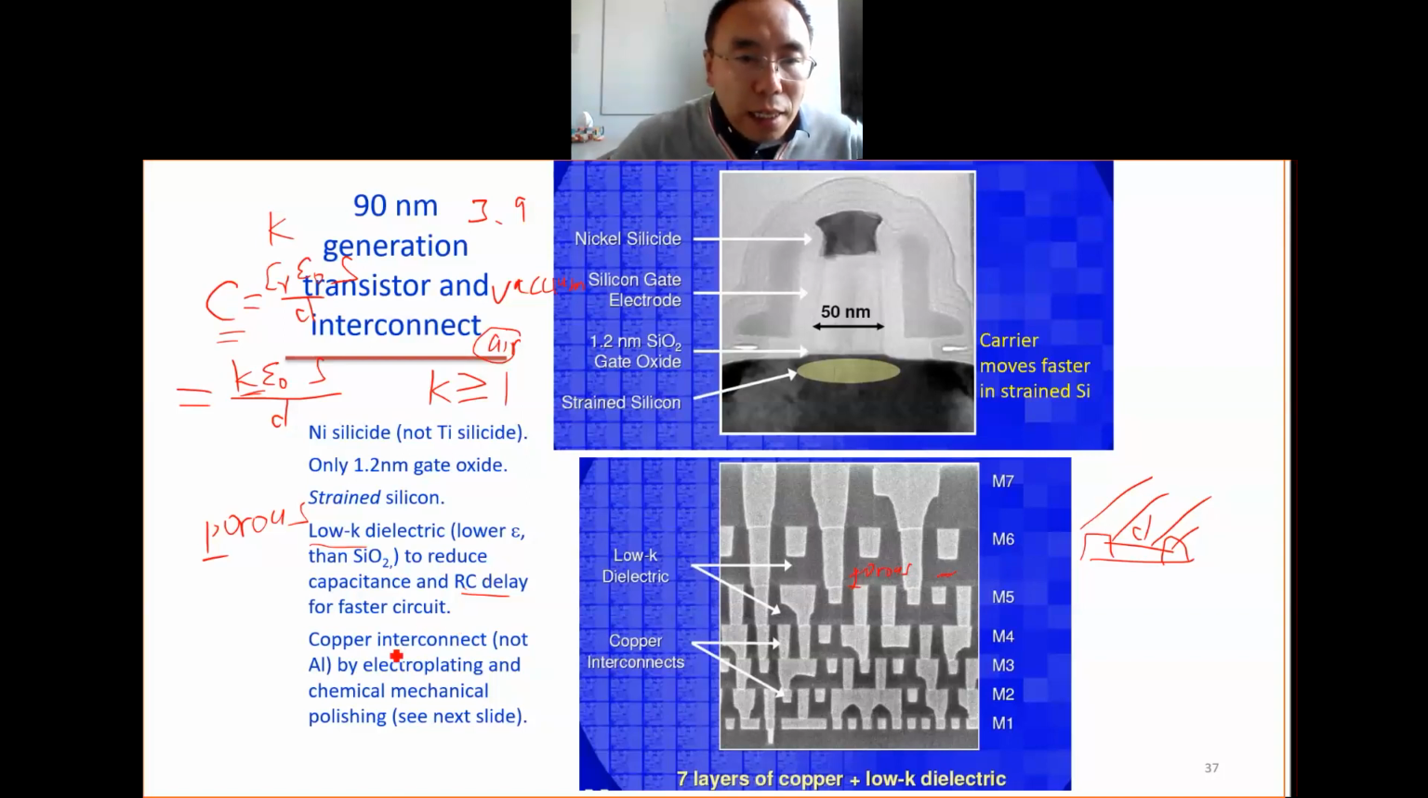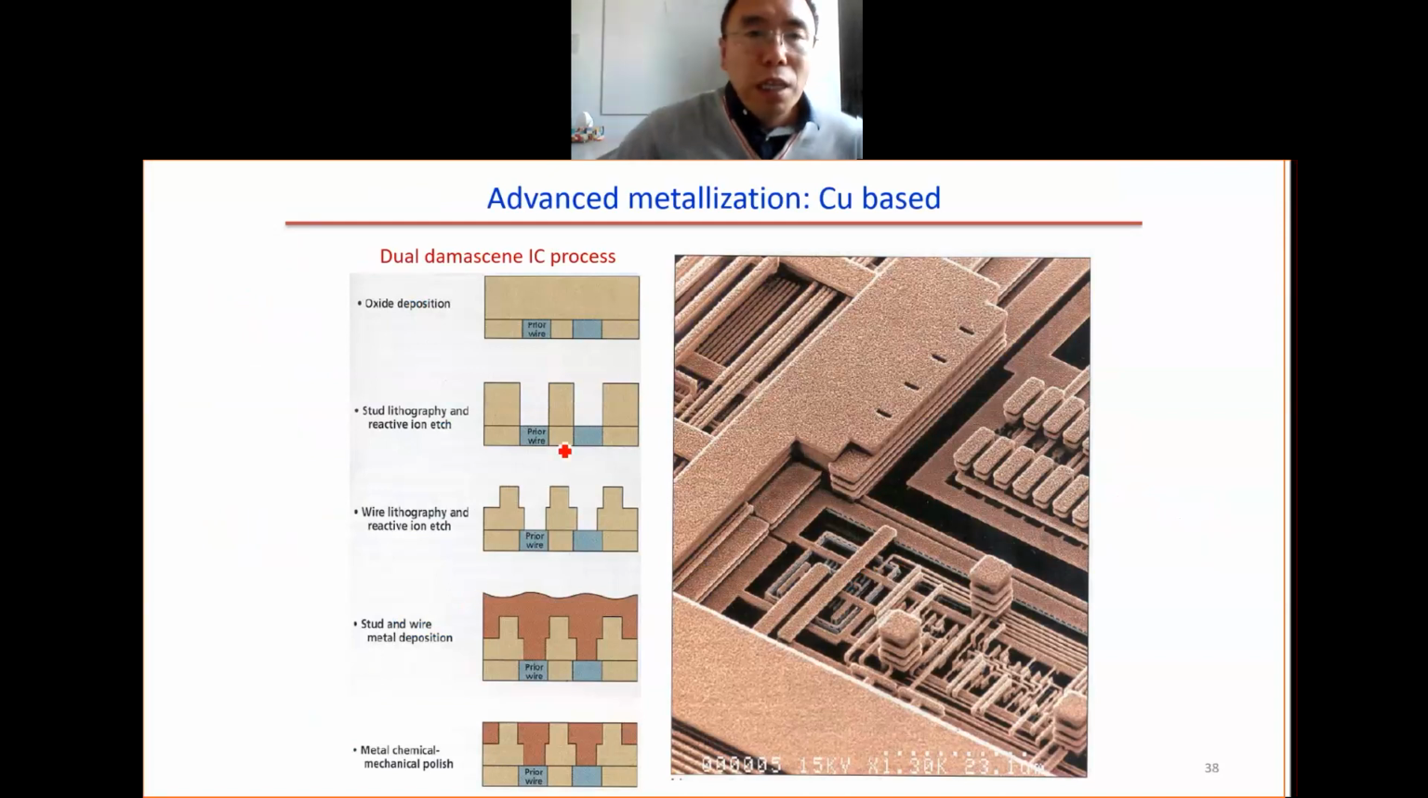Next is the interconnect. In the lecture we talked about aluminum, but nowadays people no longer use aluminum, because copper has smaller resistivity than aluminum. This is done by this process. First, we have silicon oxide. Then we do lithography and etch to make the slot holes. Then we do another lithography and etch, called wire lithography and etch, to pattern the oxide.